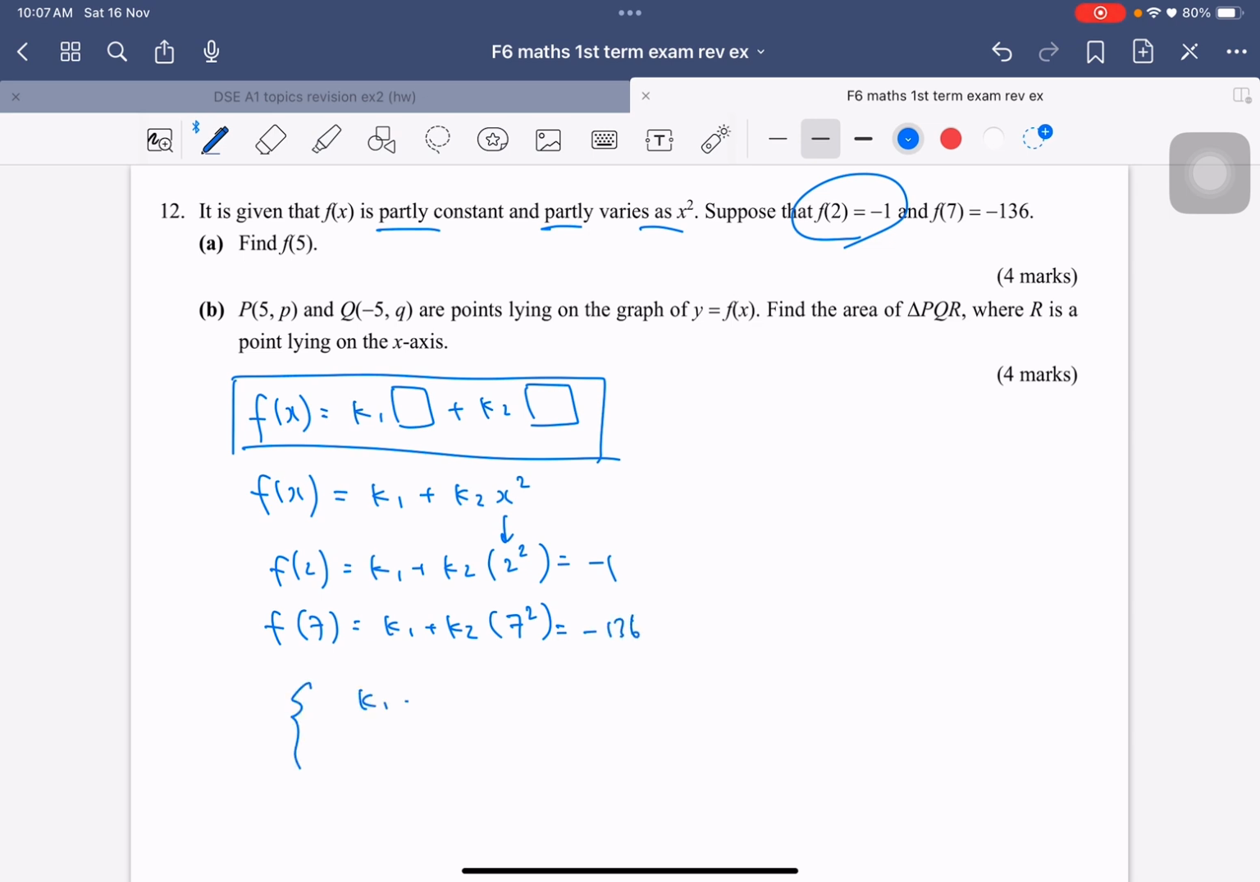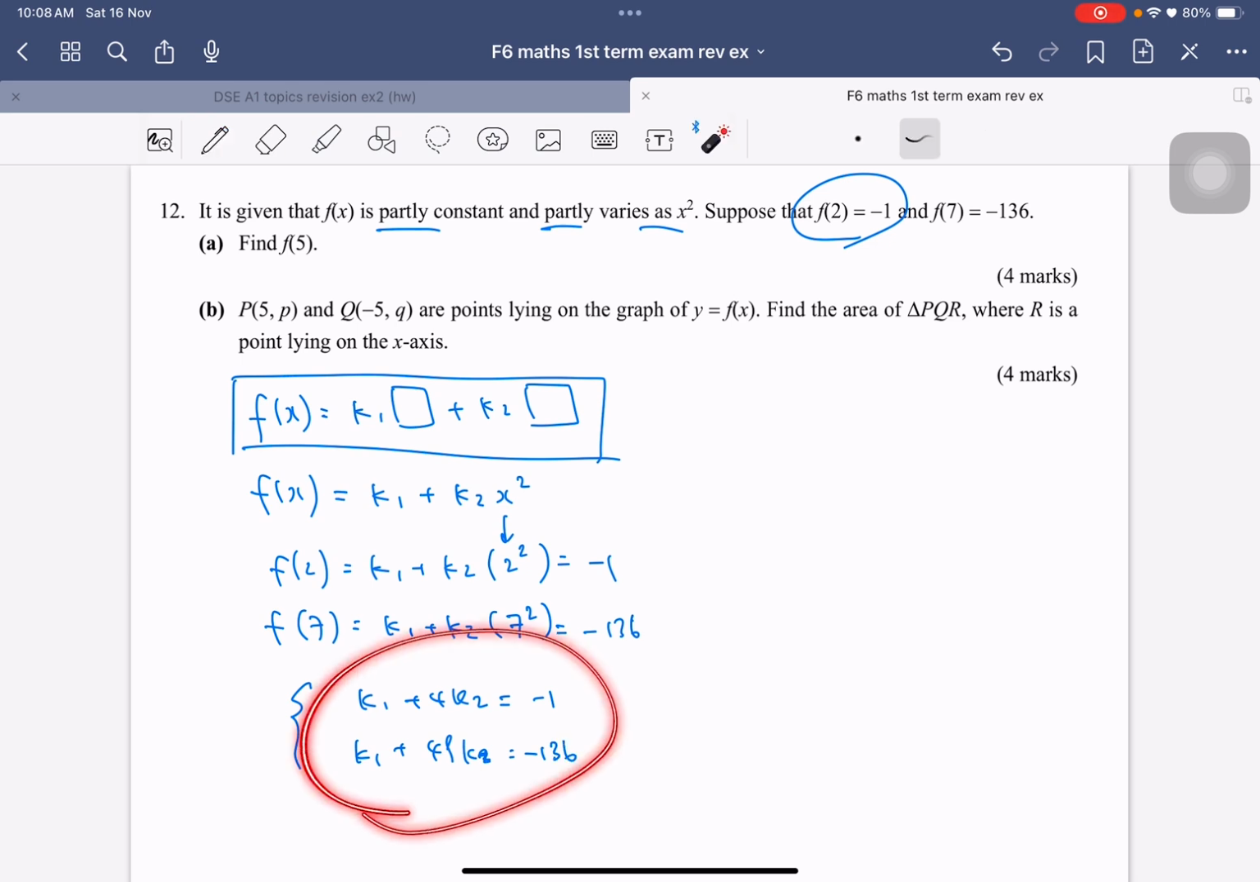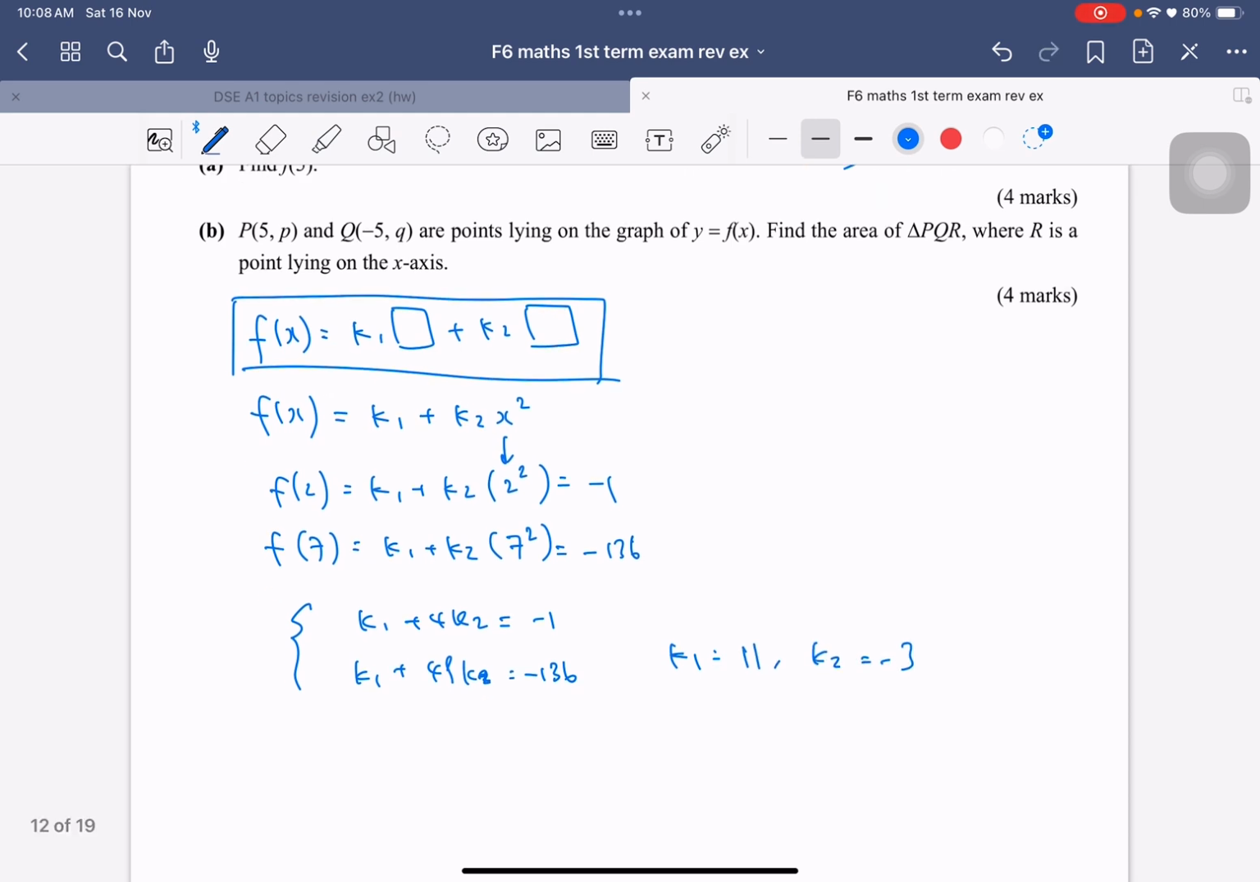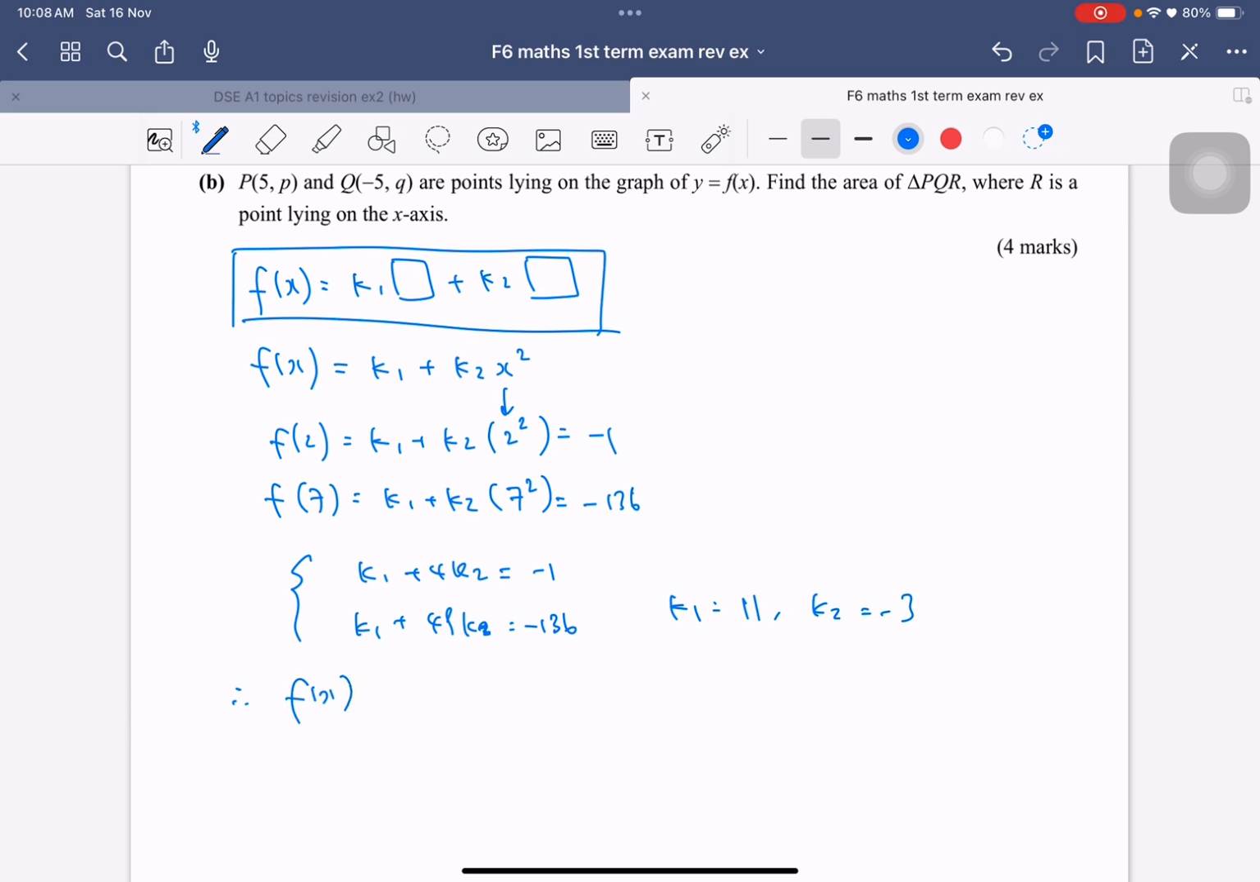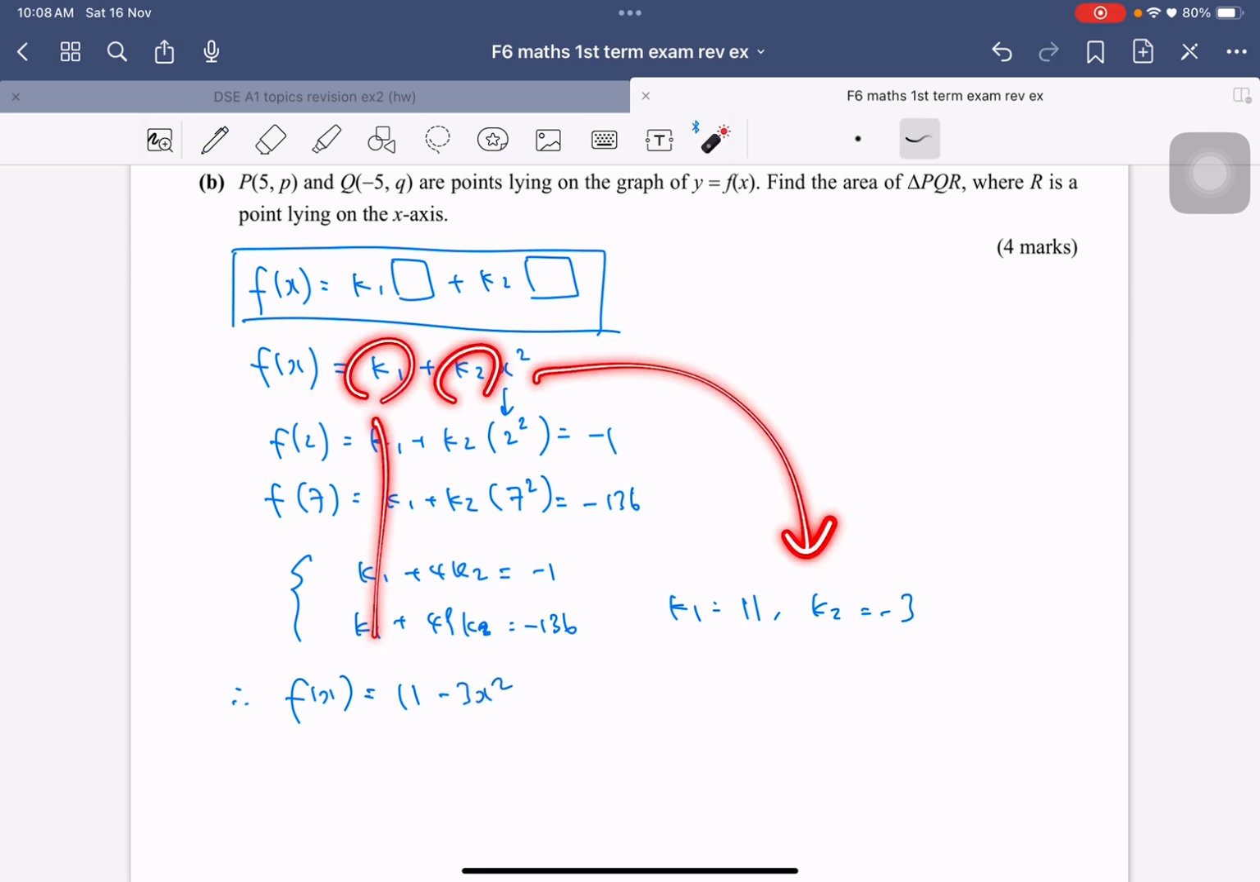Then we simplify it, we have k1 plus 4k2 equal to -1, k1 plus 49k2 equal to -136. So this is actually simultaneous equations with two unknowns. I can just use the program: 1, 4, -1, 1, 49, -136. Get your answer, k1 should be 11, and k2 is equal to -3. So now we can substitute back. We can say our f(x) is equal to k1, which is 11, plus k2, which is -3, times x squared. I just replace k1 and k2 by these two numbers to get our f(x).